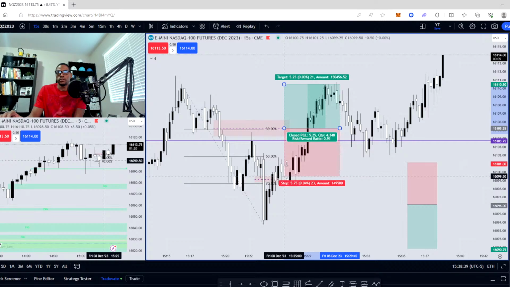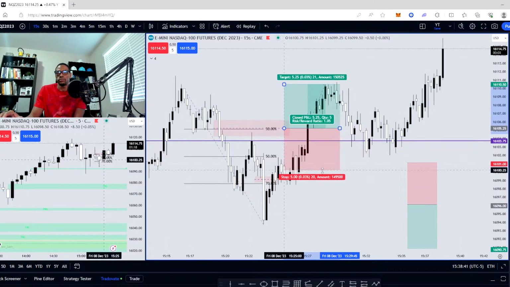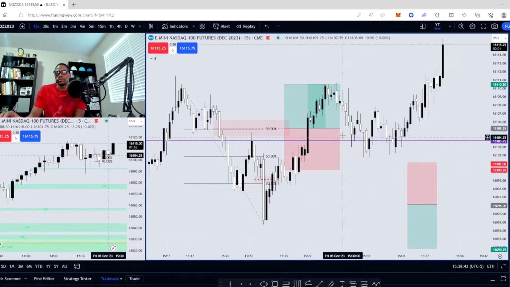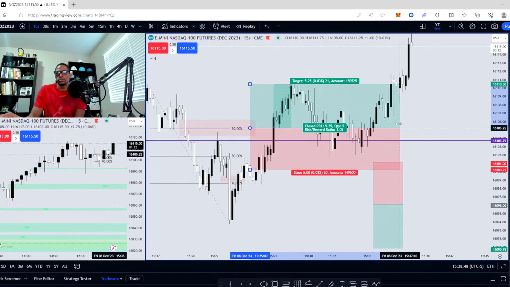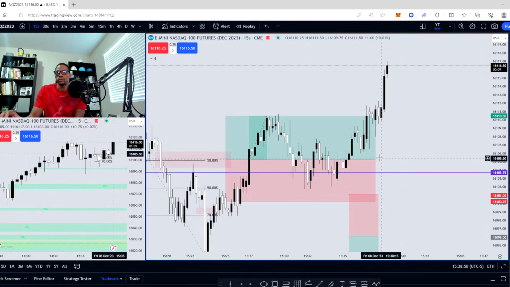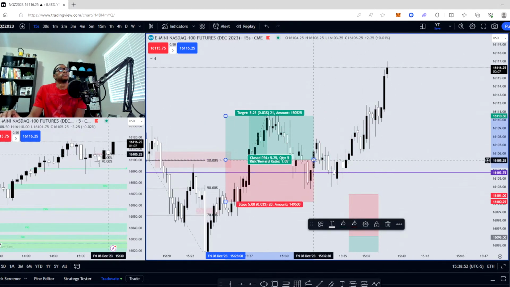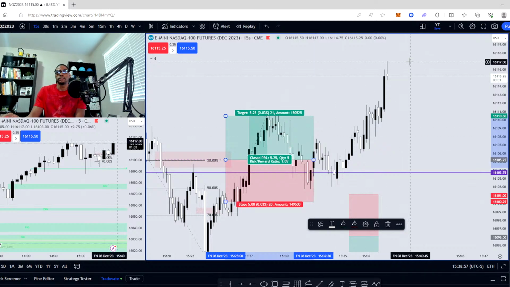Okay, let's put that stop back down at 5 points. Okay, looks like price wants to end the day on its high. It's continuously putting in a new high for the week.